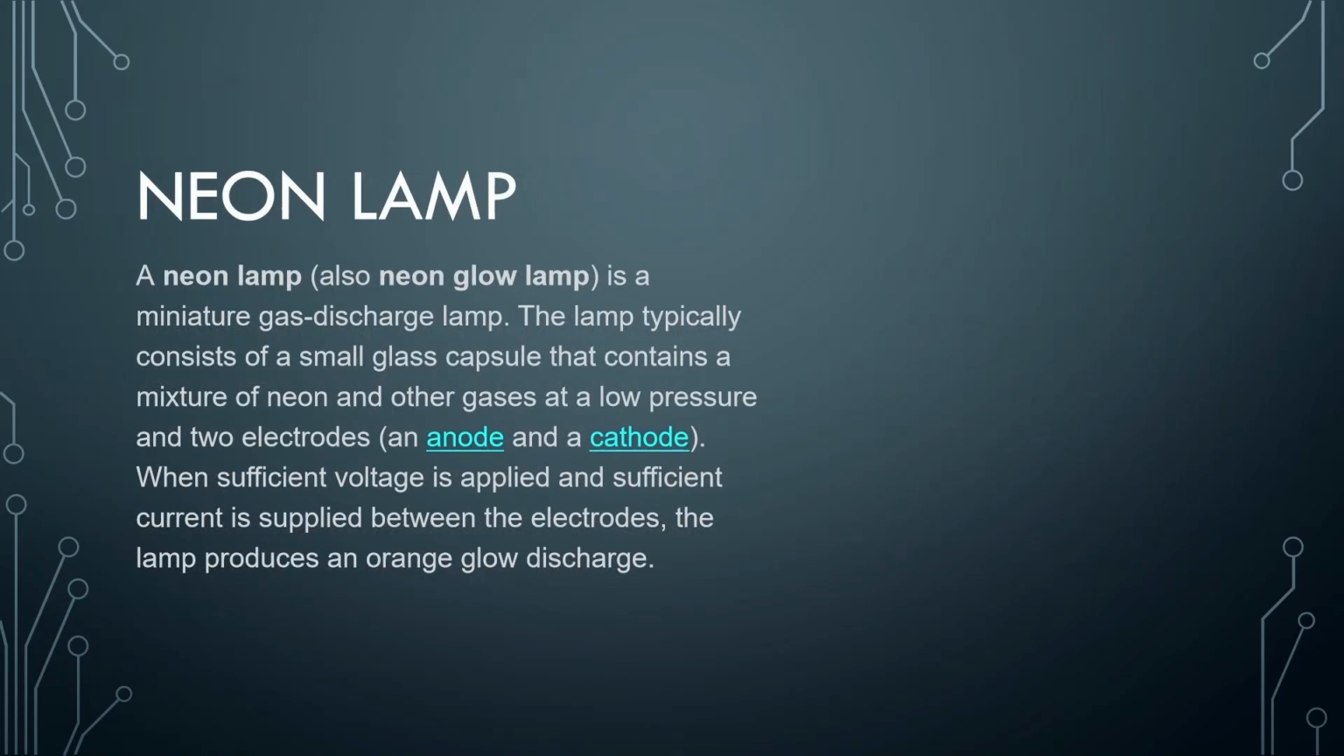A neon lamp is a type of gas discharge lamp that produces light when an electric current passes through a gas, typically neon. A neon lamp works by being filled with low pressure neon gas. When voltage is applied, the gas ionizes, allowing current to flow and creating light. The neon gas then emits a bright orange-red glow when energized.